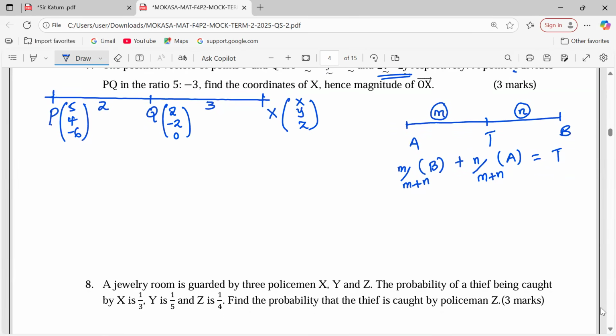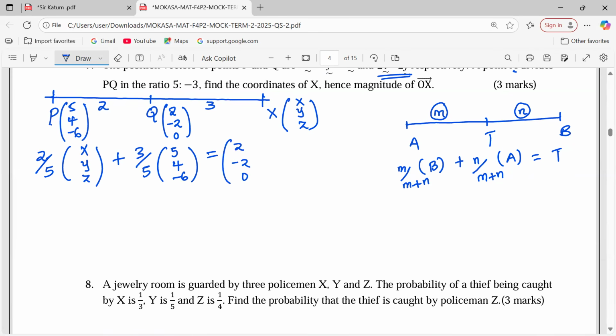So look at picking 2 out of total proportions 5. And because we've picked 2, this should be multiplied by the opposite vector x, y, z. Then we add 3 out of, again, total proportions, and because we're picking 3, we multiply by p, 5, for -6. Now we should get the middle vector 2, -2, 0.